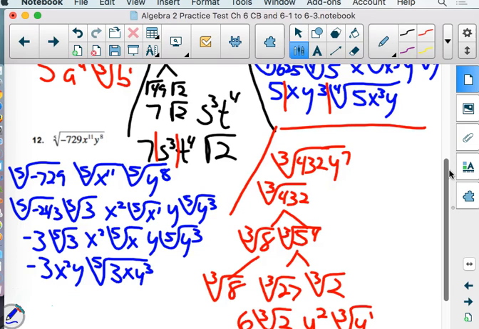Does that mean absolute value bars? Ugly enough, right? Yeah, 5th root. No, we don't need absolute value bars.